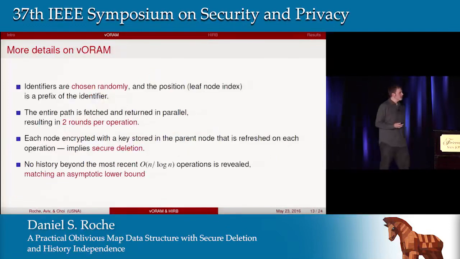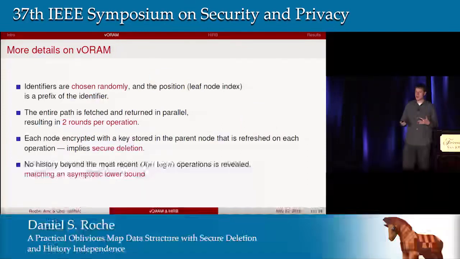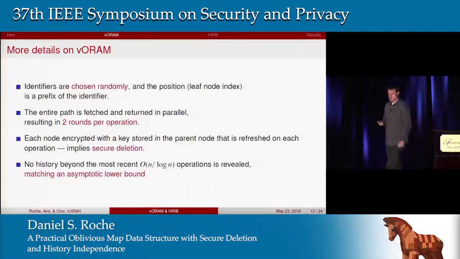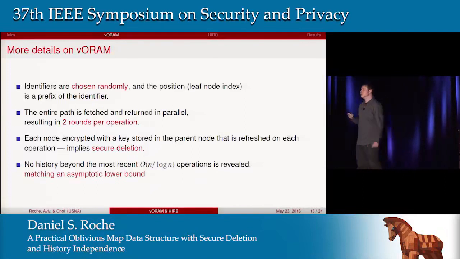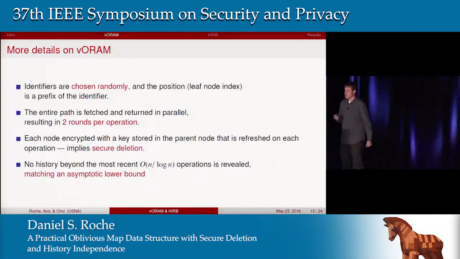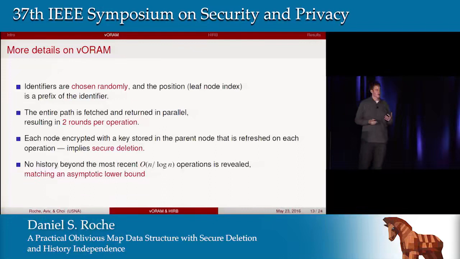So a little bit more details of what we get out of this. Again, the identifiers are chosen randomly, and that's what provides the obliviousness, but we'll also see it's a little bit of an issue. This is a pretty efficient construction in that you can achieve only 2 rounds of communication for every operation. So all the buckets along the path that you're reading, they can be fetched in parallel because you know exactly the path that you're going to be reading, and then they can be written back in parallel as well. So that can be very fast.